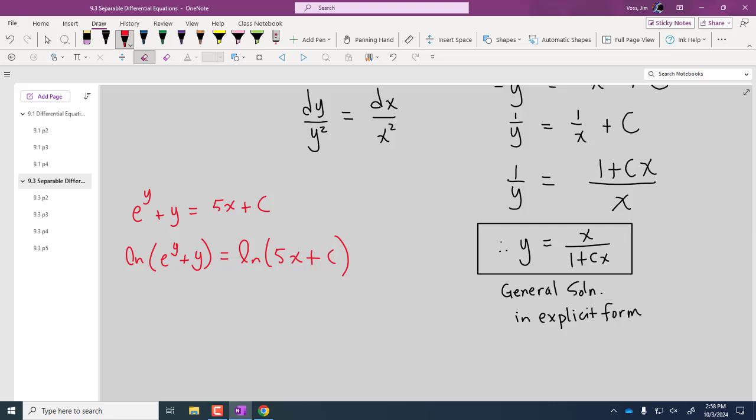So log of a sum is indivisible, something like that. Can't do it. So there's no way we can isolate the y in that case. But the only thing you can do is try. You try different things, and if you can't get it, then usually it's fairly obvious.